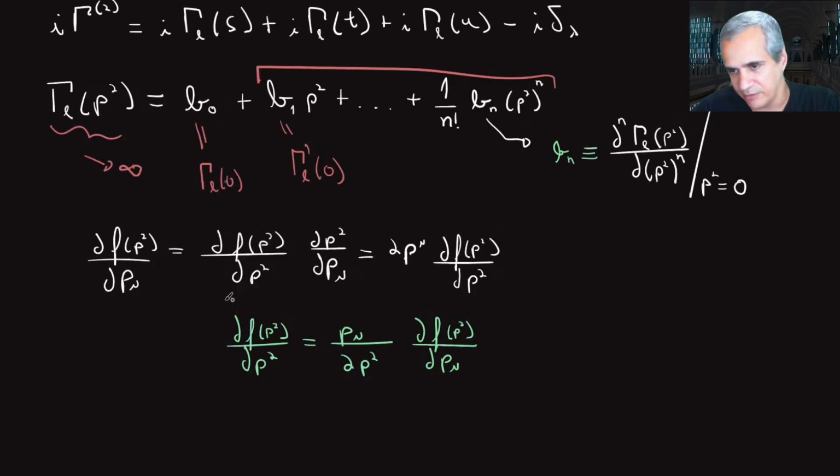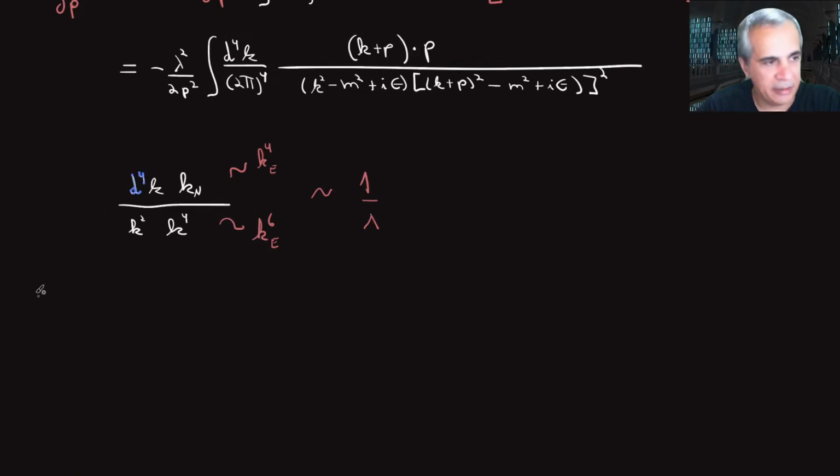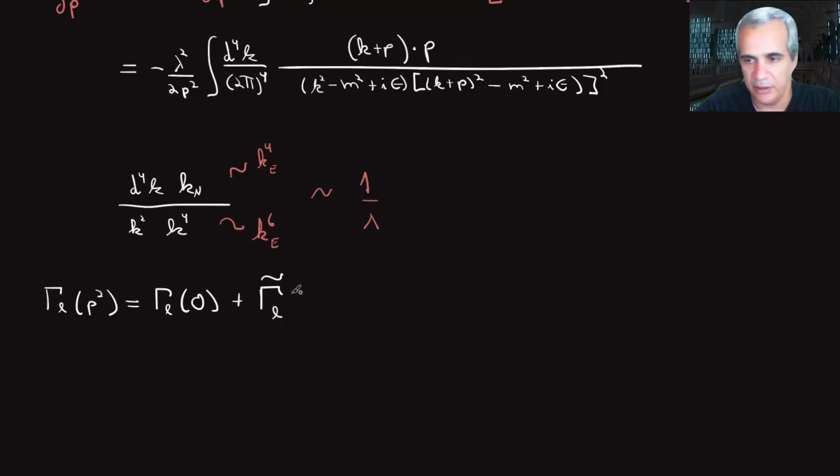So now, and this is a very useful way of writing it, I can write gamma L of p squared is equal to gamma L of 0, and this is the divergent part, and the rest of the Taylor expansion I'll call just gamma tilde L of p squared. I'm not even truncating the Taylor expansion, I'm taking the whole of it. I just separated the divergent part that is given by the very first term in the Taylor series.